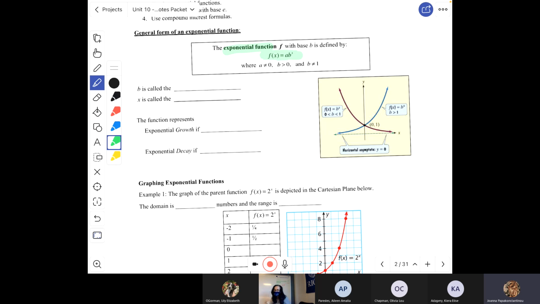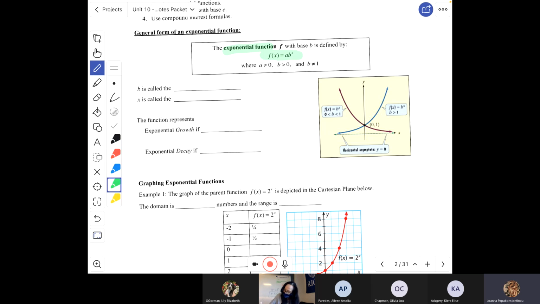Now, A can't be 0, because if A is 0, what am I looking at? If A is 0, then I have y equals 0. What kind of function is that? It's a constant function. So it's the value of B that we're most concerned about to tell us the nature of this function.